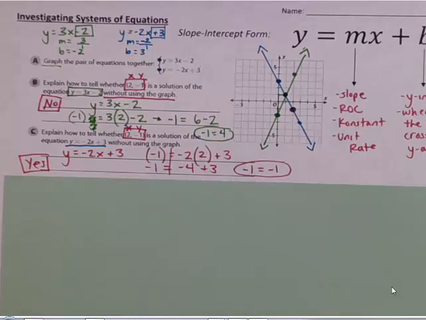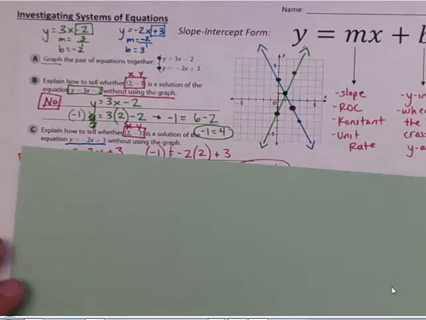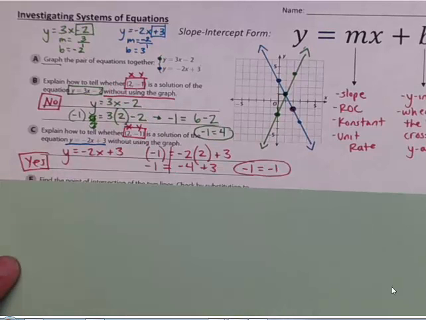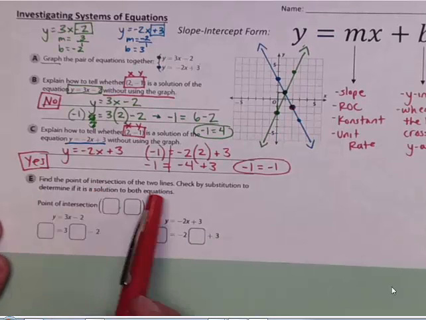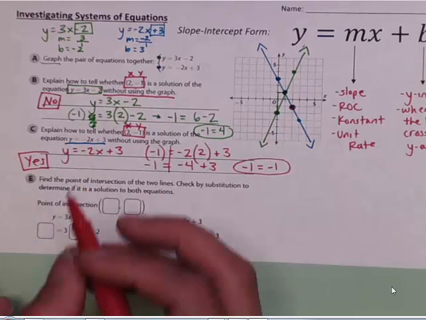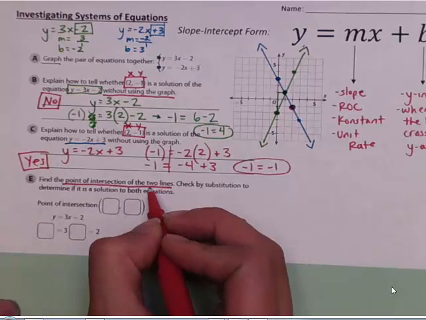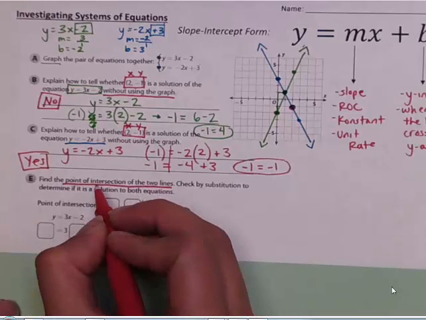Okay, so that was just saying, is this point a solution for this line? The next one is going to say, find the point of intersection of the two lines. What is that also called? The point of intersection of the two lines. That's our solution to this system of equations.